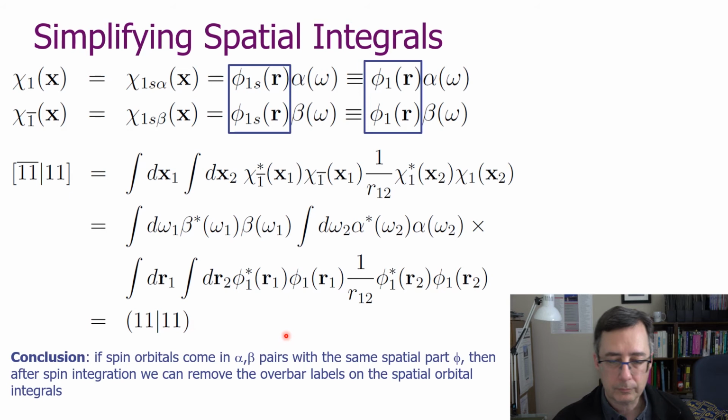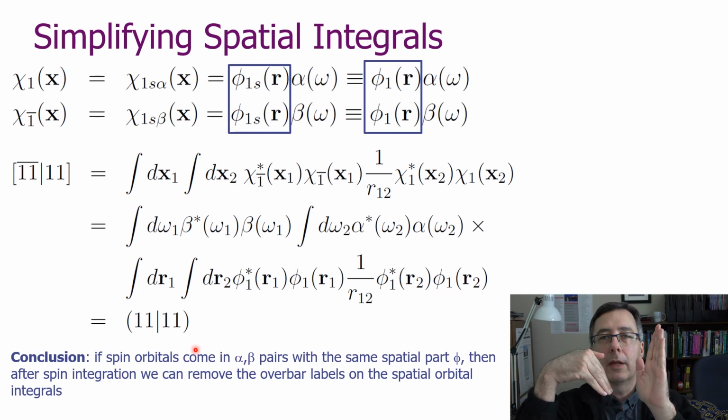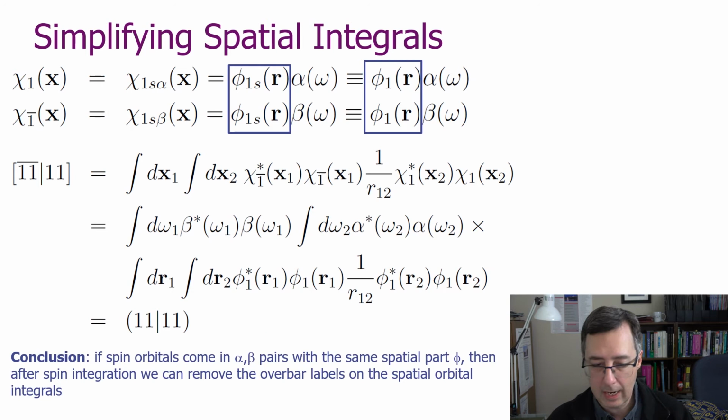So if your spin orbitals come in pairs where one's alpha and one's beta, but they're in the same spatial orbital, then when you've done the spin integration, that spatial part's the same, and then I don't need to keep bars on my spatial orbital integral notation when I've got these parentheses, because at that point it's become irrelevant.